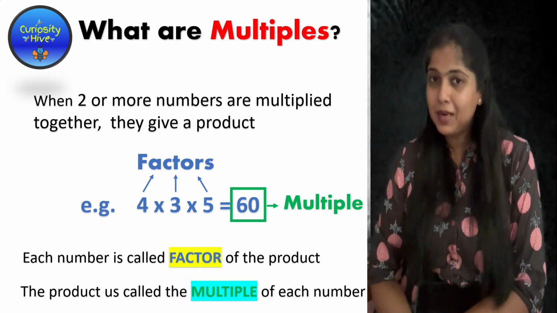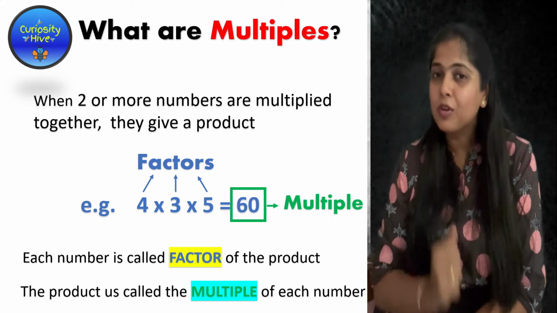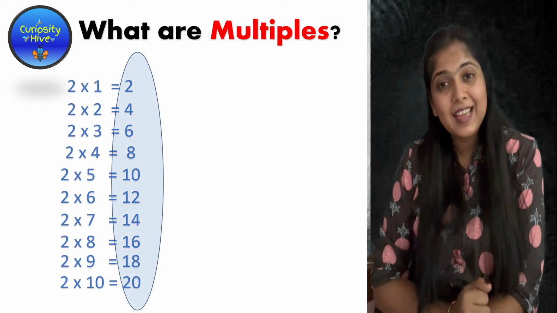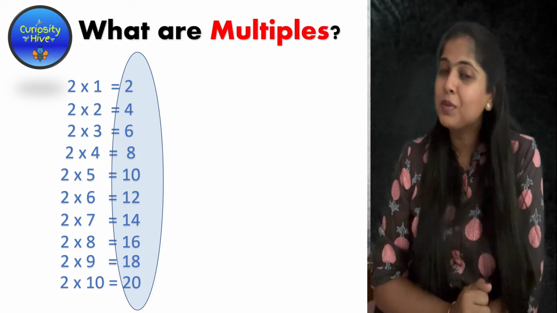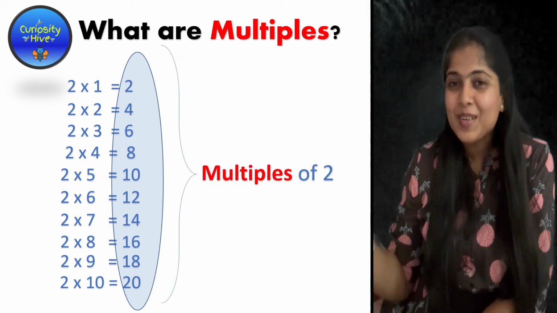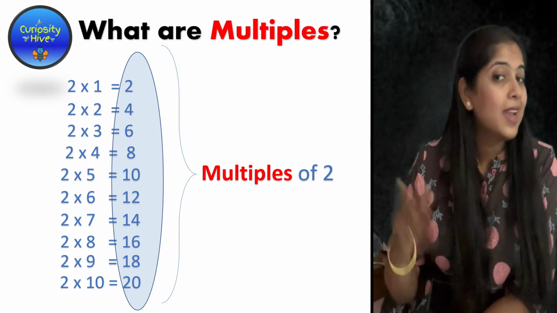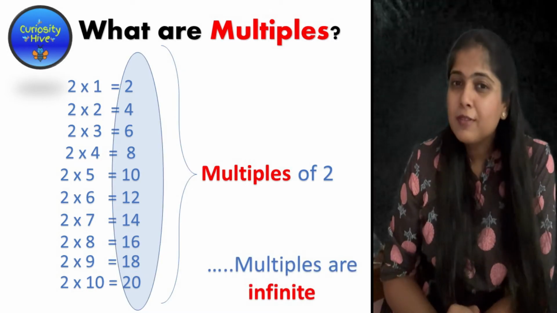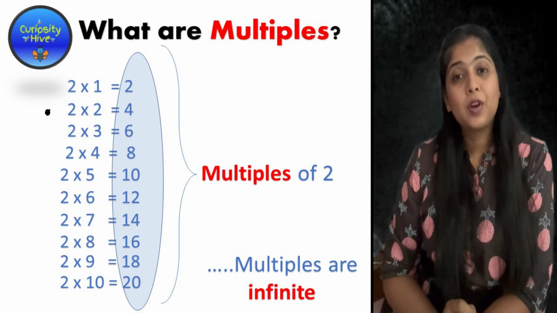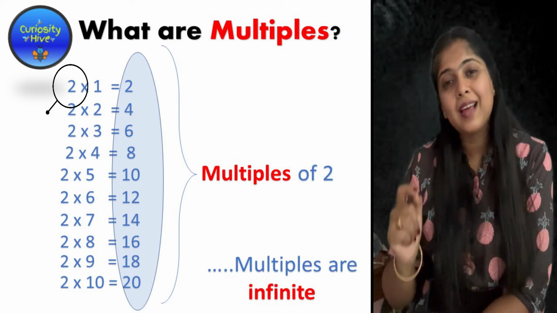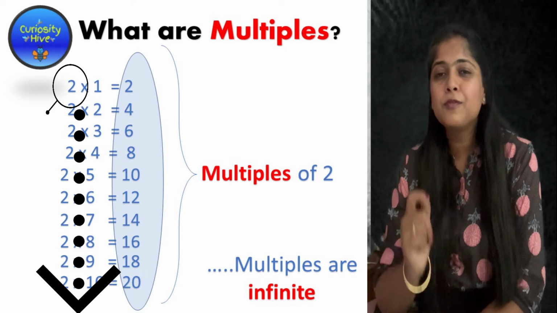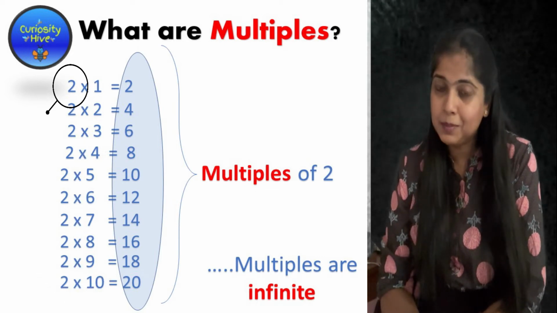Well, to understand multiples better, let's take the table of 2. Here 2, 4, 6, 8, 10, 12, 14, 16, 18 and 20 are multiples of 2. And it doesn't stop here. It goes on with 22, 24, 26, 28 and so on. So to define it, we can say that a multiple is the product of a number and the running counting numbers. So with that, let's understand a few basic properties of multiples.